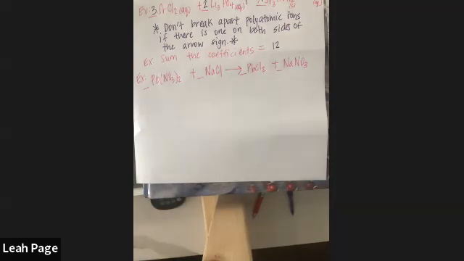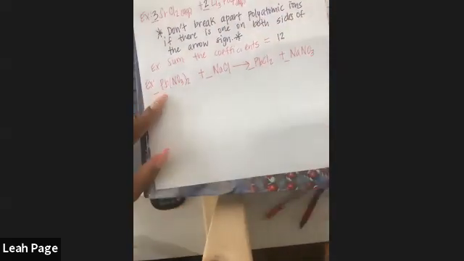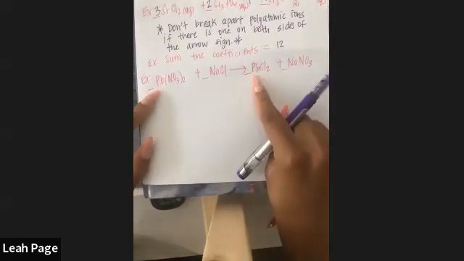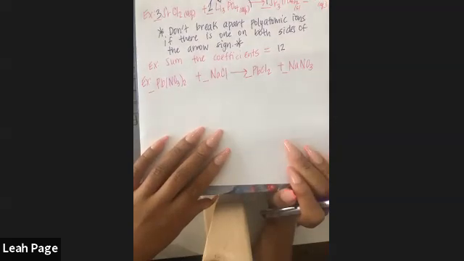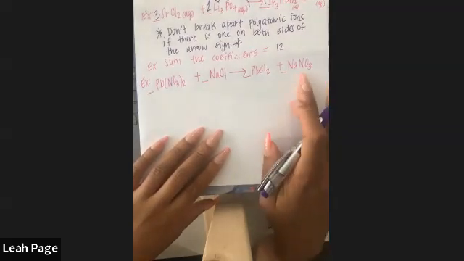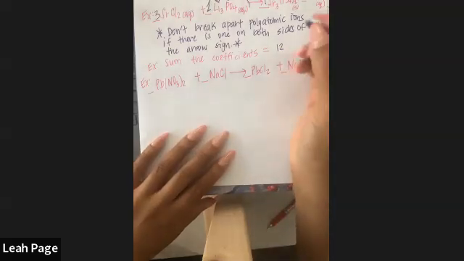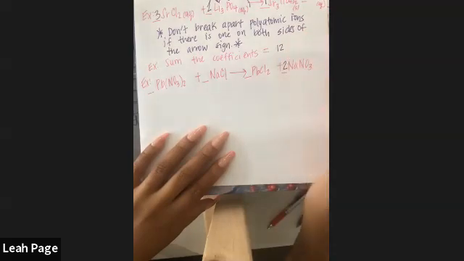Okay, guys, let's talk through it. You guys got an answer? Yes. All right, let's see if we get the same thing. We have one lead, so we're happy with the leads. How many nitrates do we have? We have 2 nitrates. How many nitrates on this side? One only. Okay, so what should I do? Multiply by 2. Put a 2.